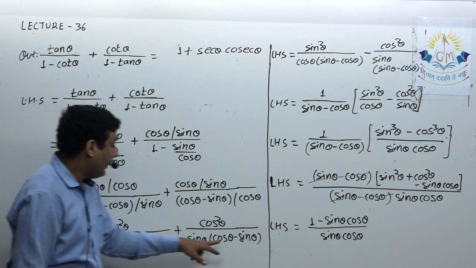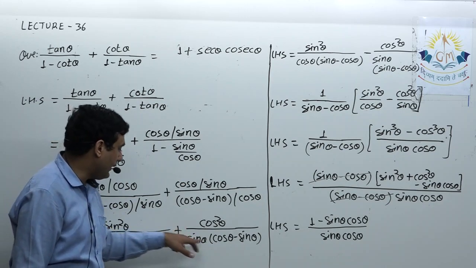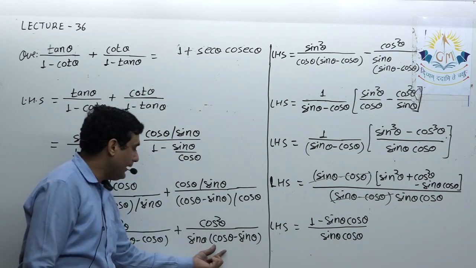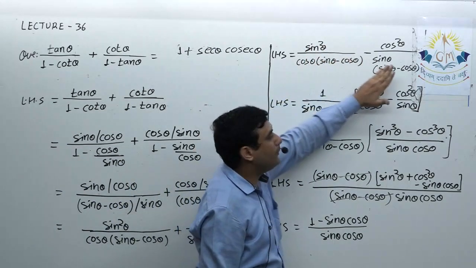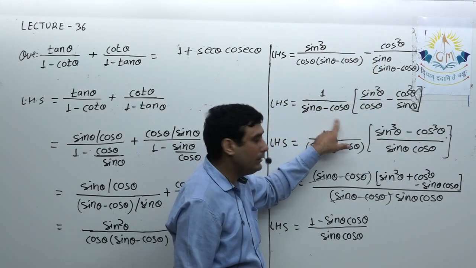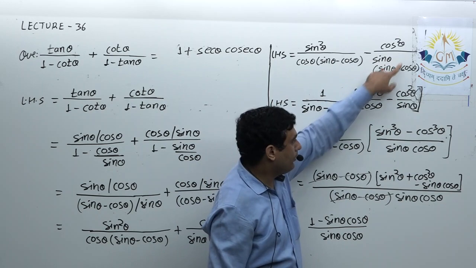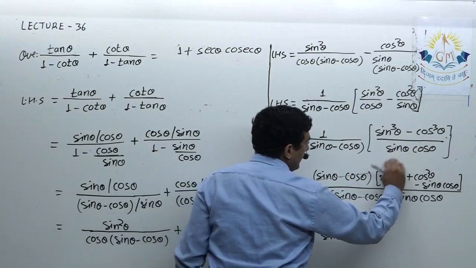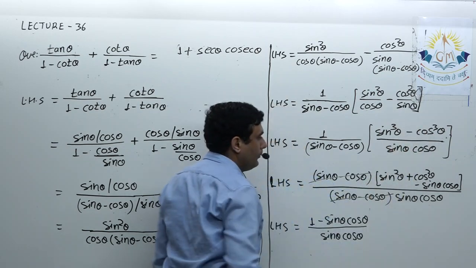Now next what I did, here it was cos minus sin, here it is sin minus cos. To make them same, I took minus sign common. When I took minus sign common, this positive sign becomes negative, and here I got sin minus cos. Now 1 upon sin minus cos can be taken common from two terms. So I took 1 upon sin minus cos common. So here I got sin square theta upon cos theta minus cos square theta upon sin theta. Further, here I took the LCM, that is sin theta cos theta. So here I got sin cube theta minus cos cube theta.